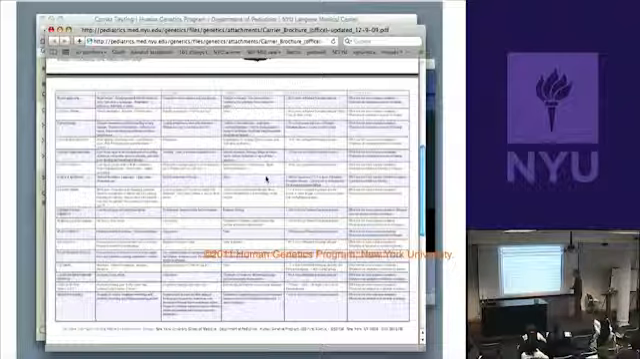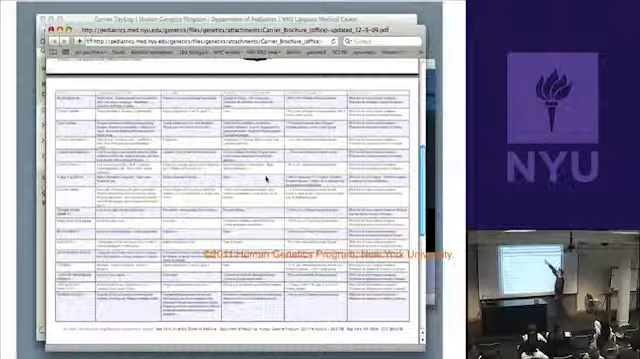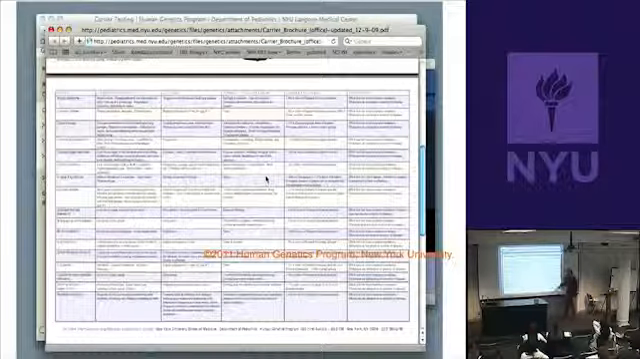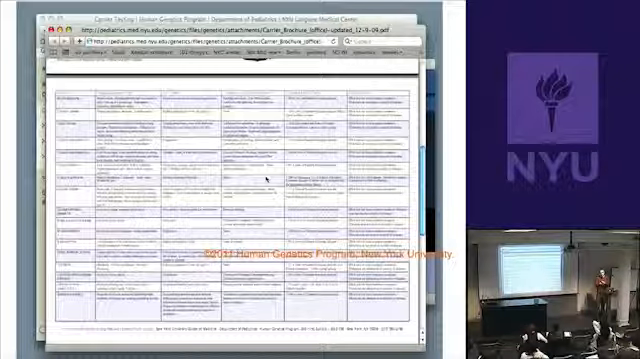This lists the carrier frequency and which populations they tend to be high in. And this lists the type of test that's done. The first word of every one of these is DNA, basically. So they get DNA samples from the people, and then they test for the mutations that are known to cause the disease.